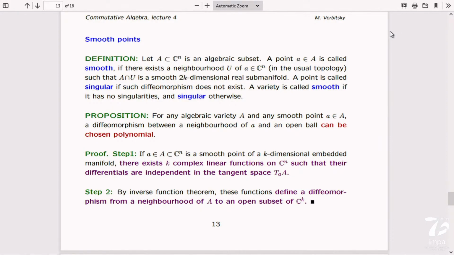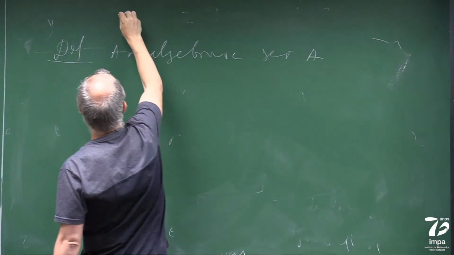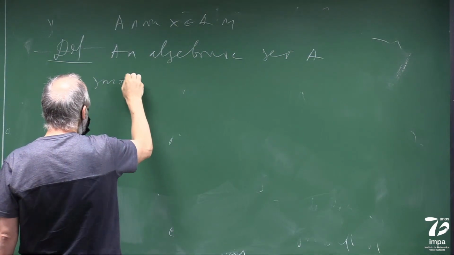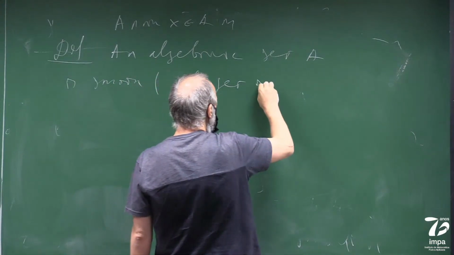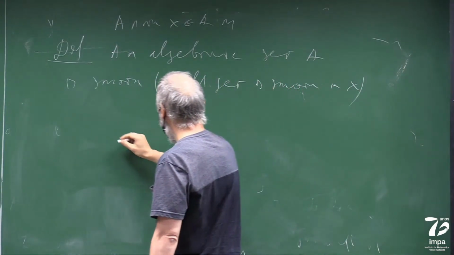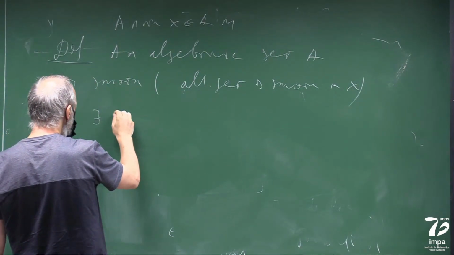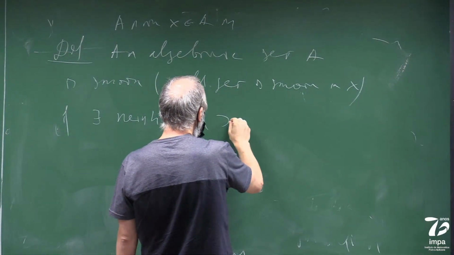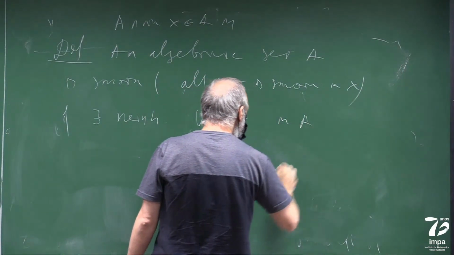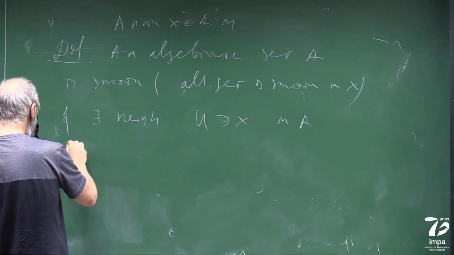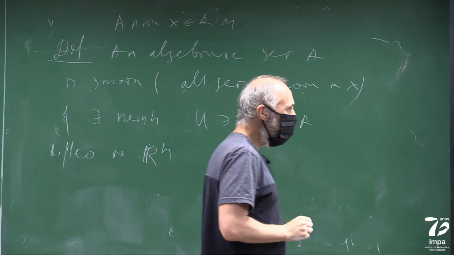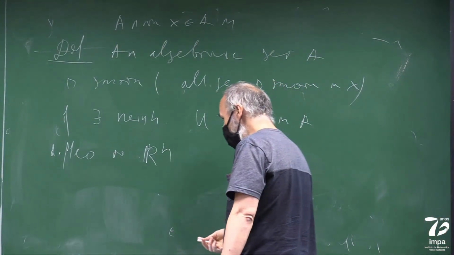So, definition. A point X in an algebraic set A is smooth in X if there exists a neighborhood U of X in A, which is smoothly diffeomorphic to a ball, to R^n. So this means that the intersection is a smooth submanifold.